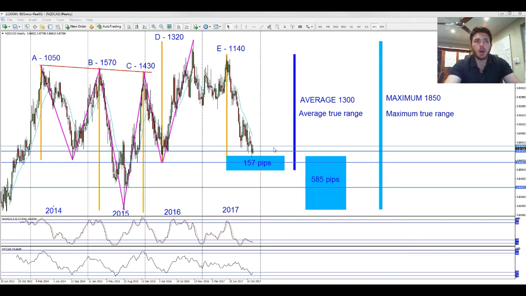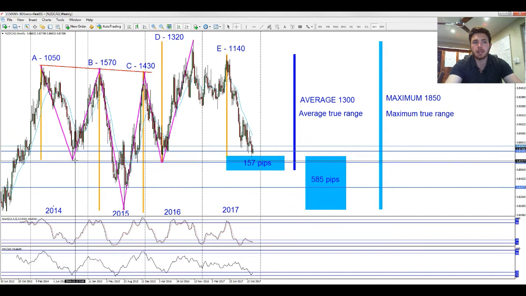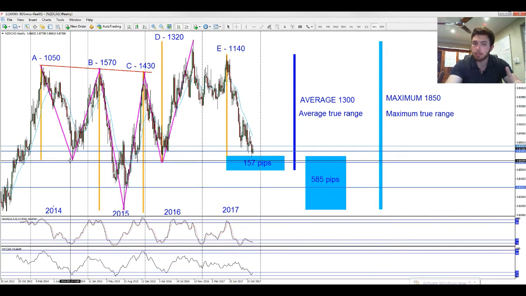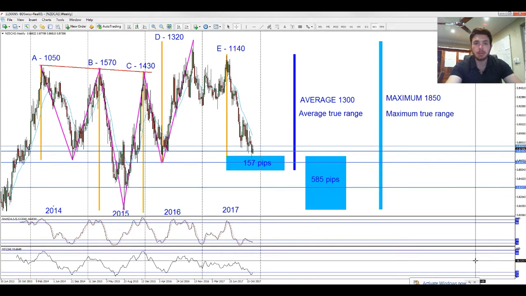If we have a look on the chart, you can see there's A, B, C, D, E, and these point numbers are basically measurements in pips. As you can see here, at point A, we have a very, very strong sell-off going from this point all the way down to this level here. And you can see I'm measuring wick to wick. I'm not measuring body to body because on a weekly time frame, the wicks are incredibly substantial.